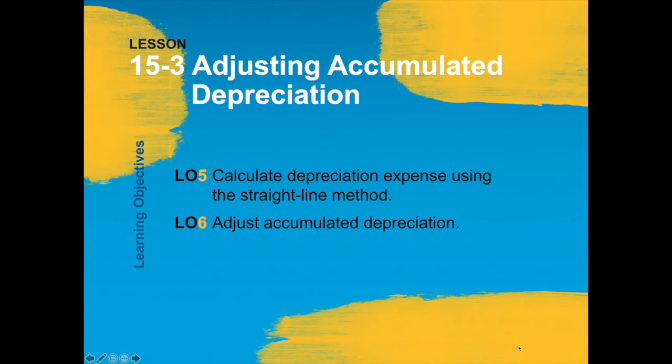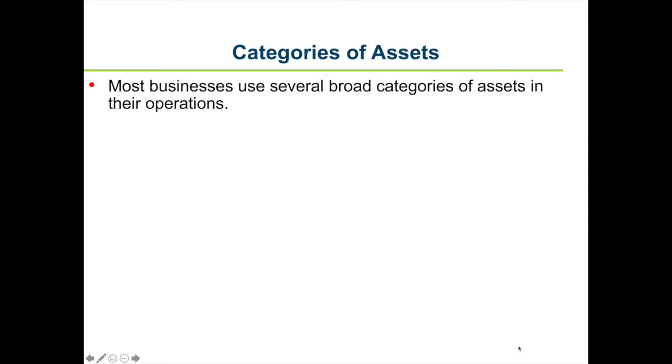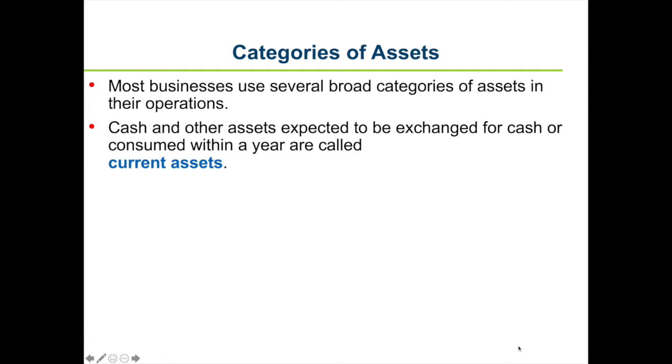Section 15.3 deals with adjusting accumulated depreciation. Most businesses use several broad categories of assets in their operations. Cash and other assets expected to be exchanged for cash or consumed within a year are called current assets. They include supplies, prepaid insurance, and accounts receivable, and again, those will be expected to exchange for cash or be consumed within a year.